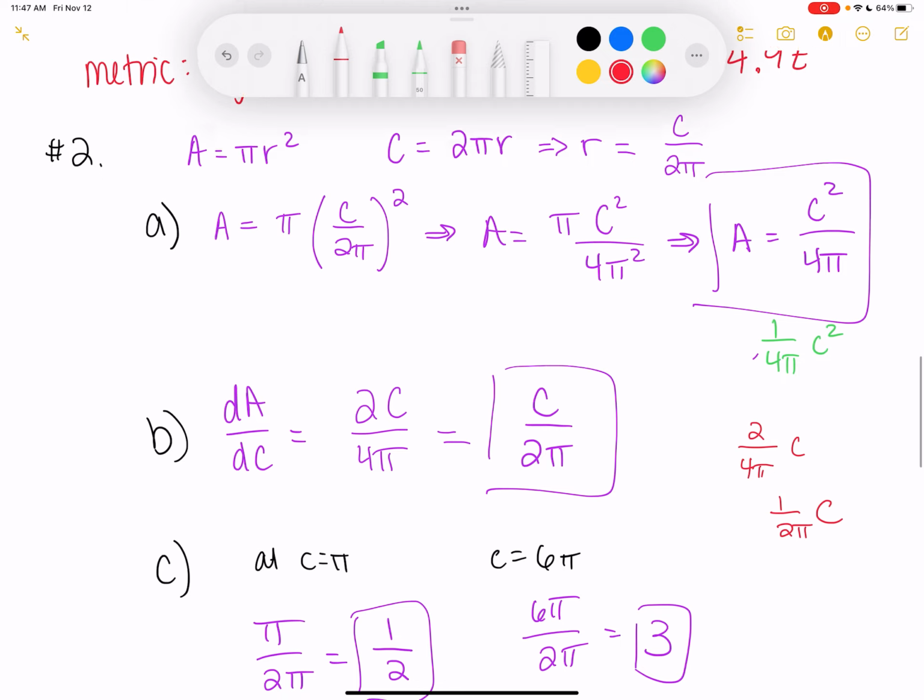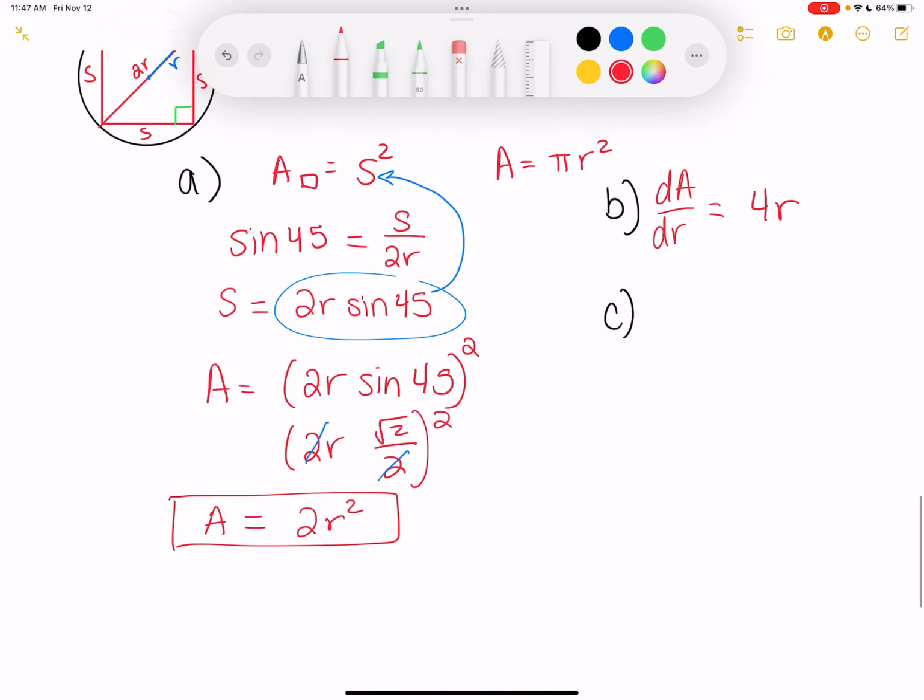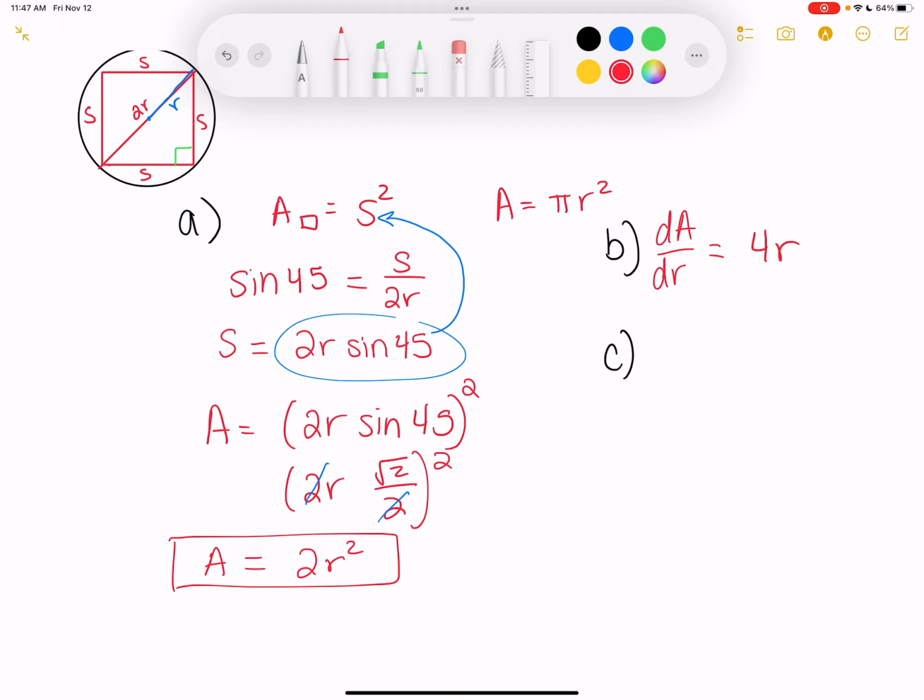But in the definition, it says d of A over d of r. Oh, that's just another way to write derivative. So that means we're taking the derivative of area with respect to the radius. Whatever variable's on the bottom is whatever we're actually taking the derivative with respect to.